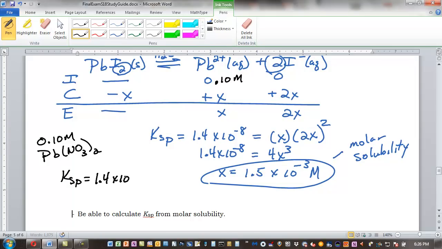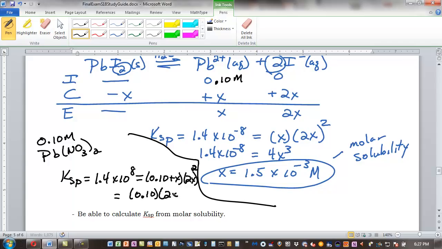But we would now have 0.1 plus X. It was just X in pure water, but now we have that extra lead ion from the lead nitrate. And what do we do with that 0.1 plus X? Small x approximation. So this is just going to become 0.1 times 2x squared. And so this is 4x squared here.